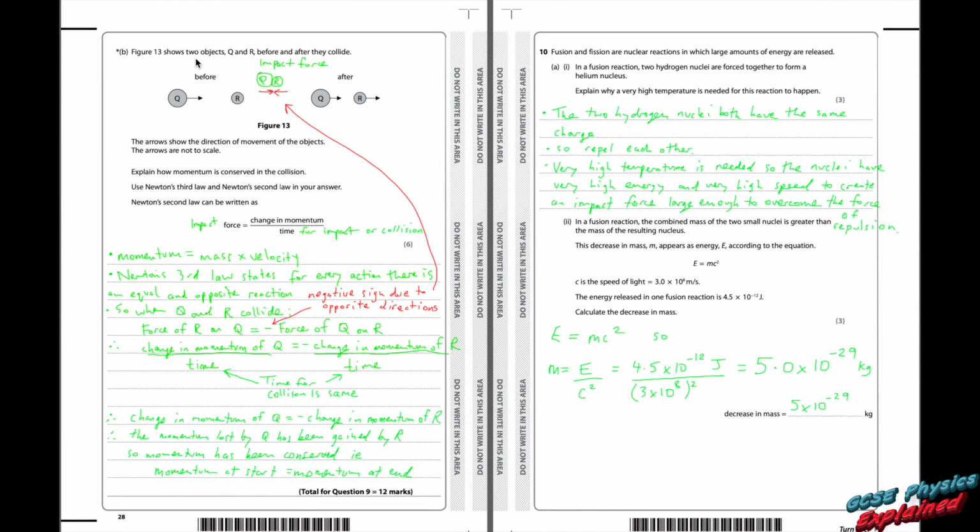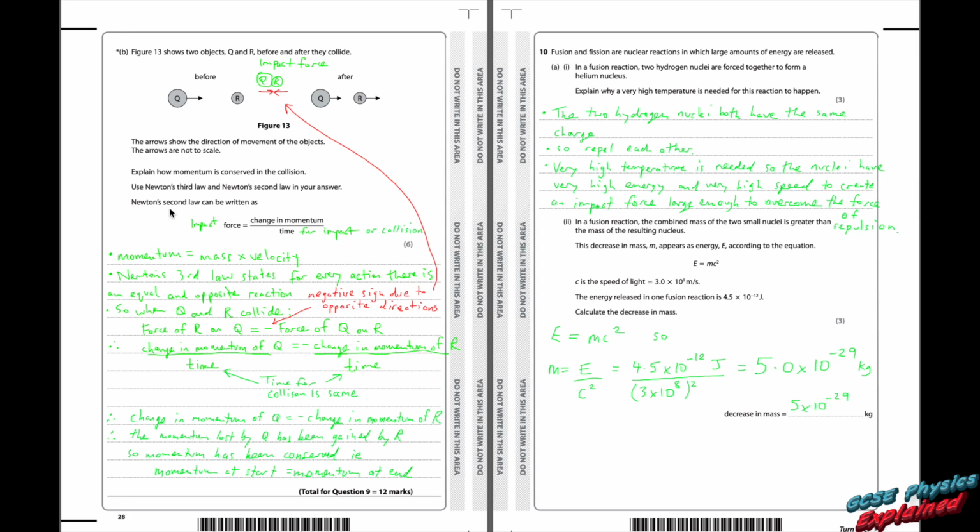Part B. Figure 13 shows two objects, Q and R, before and after they collide. Before, Q is moving, R is not. Then there's going to be some kind of impact, and after, they're both moving. The arrows show the direction of movement of the objects. The arrows are not to scale. Explain how momentum is conserved in the collision. Well, that basically just means the momentum at the start equals the momentum at the end. Use Newton's third law and Newton's second law in your answer.